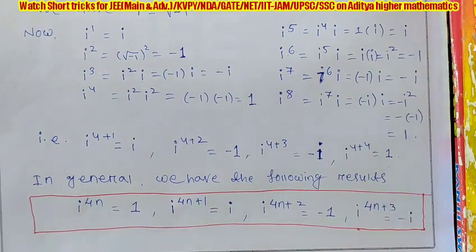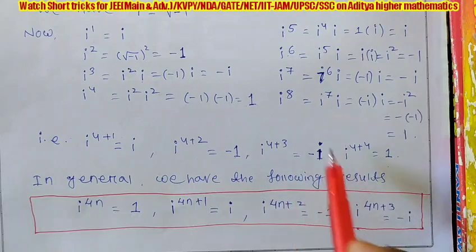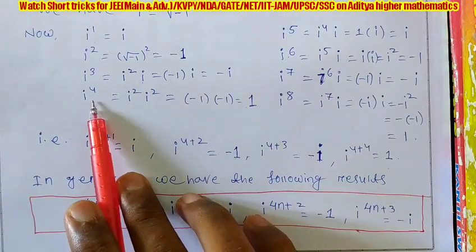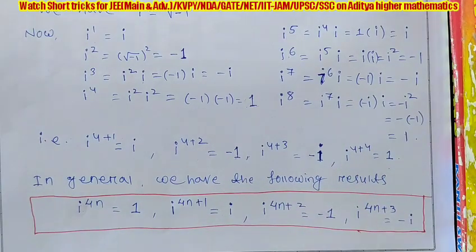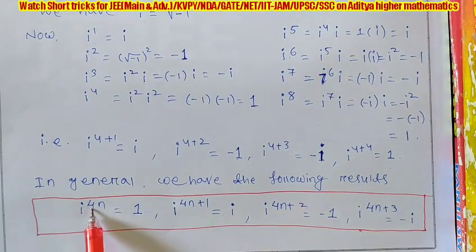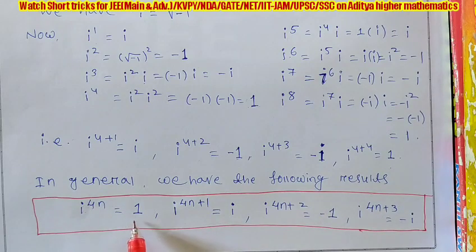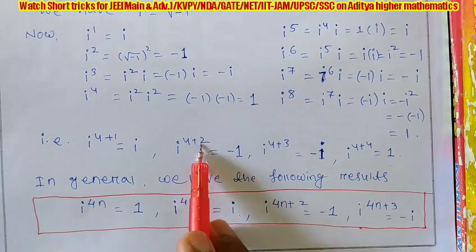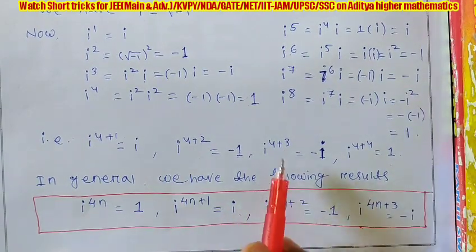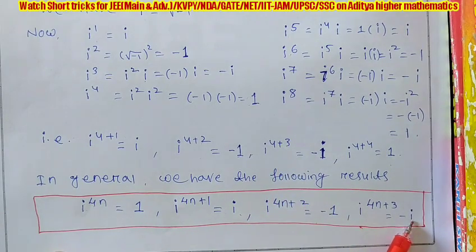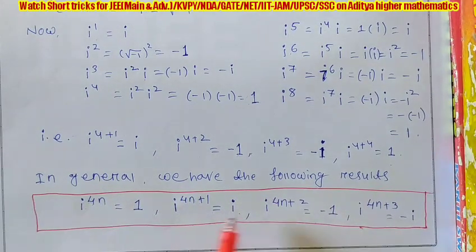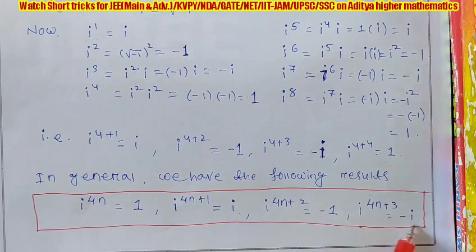Then for the general case you can write I to the power 4n. That means 4 multiplied by any integer n, its value is 1. Because similarly, we got I to the power 4 as 1, I to the power 8 as 1, then you get I to the power 12 as 1, I to the power 16 as 1. That means for all multiples of 4 as the power, its value is 1. Then if it is plus 1, you will get I. If it is plus 2, you will get minus 1. If it is plus 3, you will get minus I. So this is the result you have to remember for whatever power is given: if it is plus 1, plus 2, plus 3, accordingly I, minus 1 and minus I.